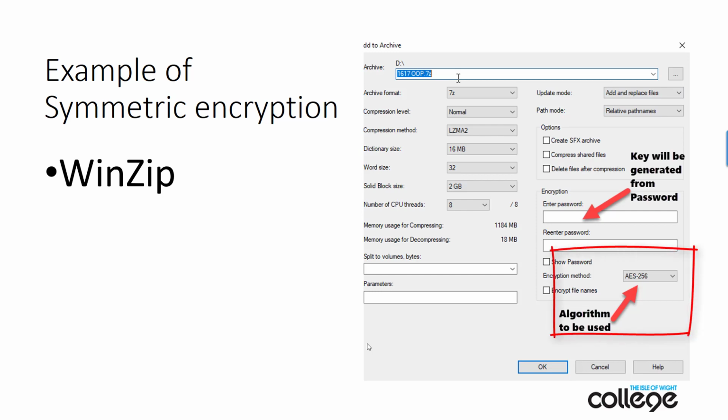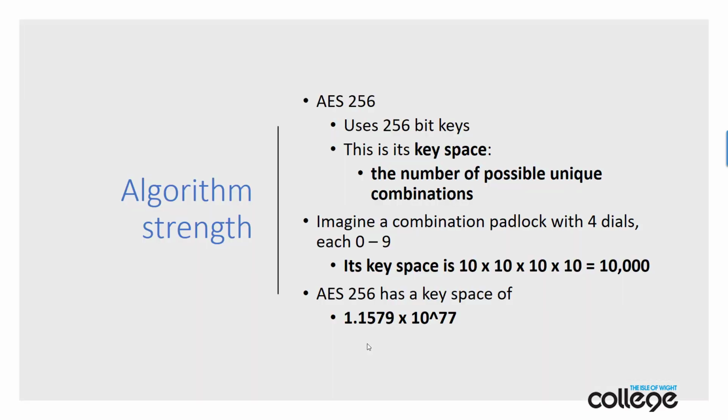You'll see on the bottom right hand corner we've chosen to use AES 256. That's the name of the algorithm that we're going to use. We could use AES 128 or the old WinZip standard, but we choose AES 256. So what is AES 256? AES is the name of the algorithm, and 256 is the number of bits in its key. There are 256 bits in the key that is used to make the algorithm generate the encrypted ciphertext. The 256 is called the key space, and we can work out the number of possible unique combinations based on the size of the key space.